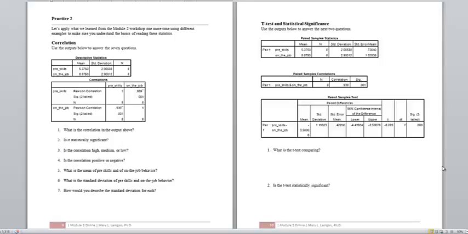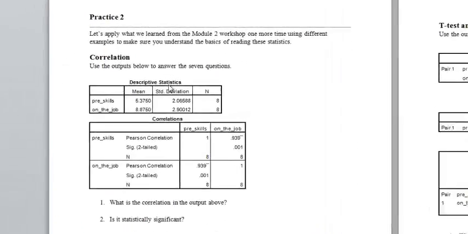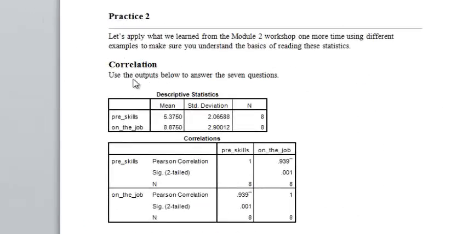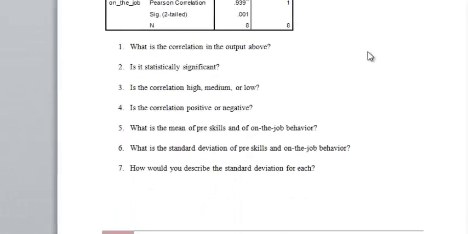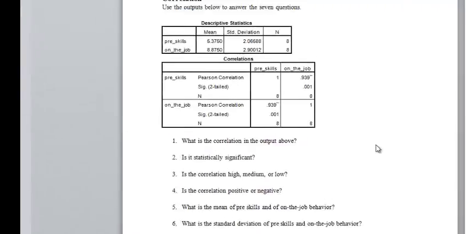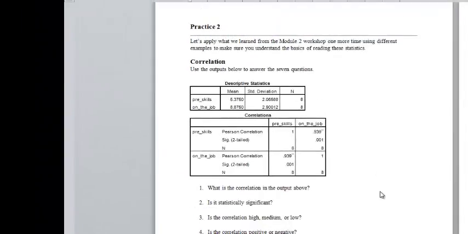Now that you've finished practice 1, we are moving on to practice 2. And we're going to have one more application of the module information that you just learned. So if we look at the first exercise, it's asking you to look at the correlation box, and you want to answer these 7 questions. So go ahead and turn the video off, answer those 7 questions, and then come back and we're going to debrief on the answers.